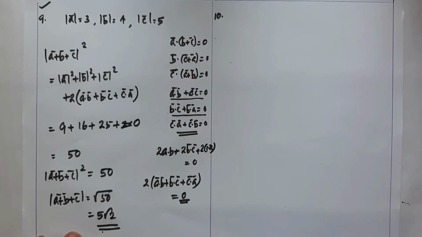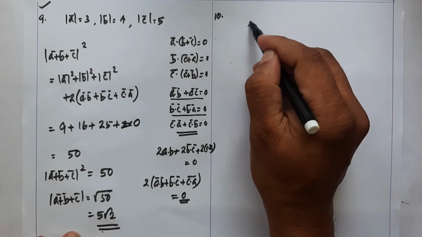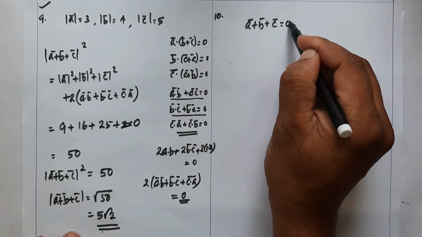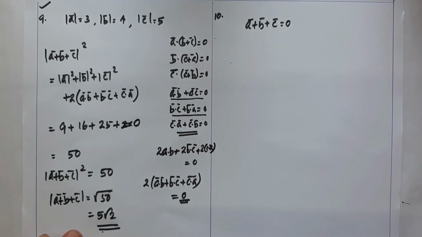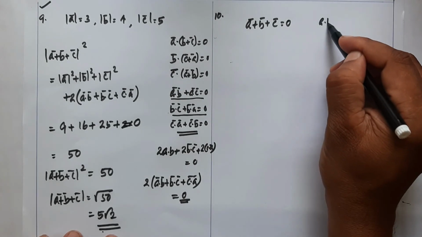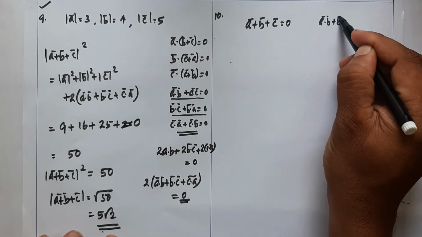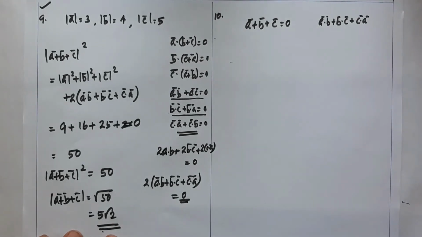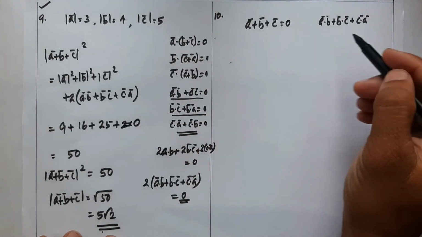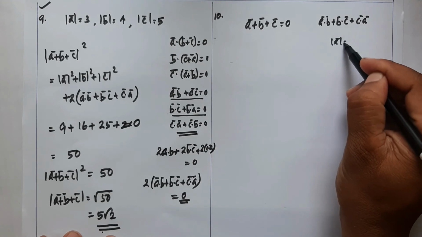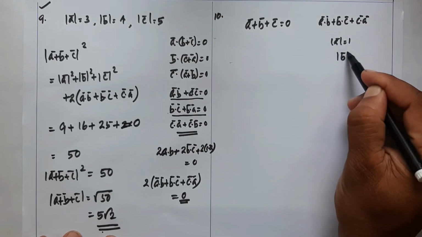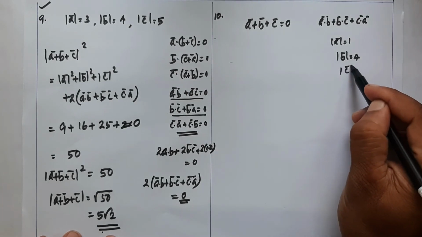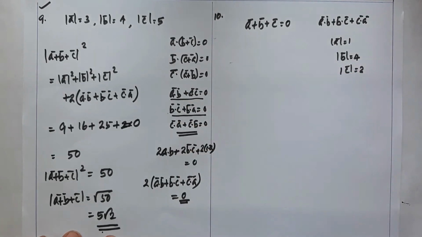If a plus b plus c is equal to 0, evaluate a dot b plus b dot c plus c dot a. Using the conditions mod a is equal to 1, mod b is equal to 4, and mod c is equal to 2, similar to the last type of question.